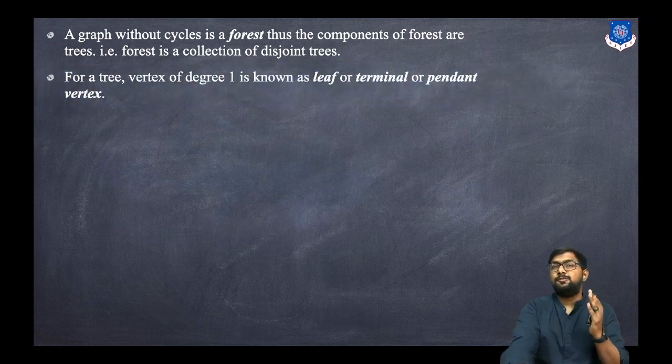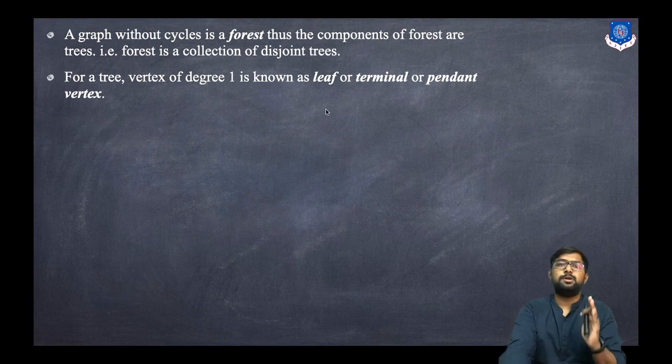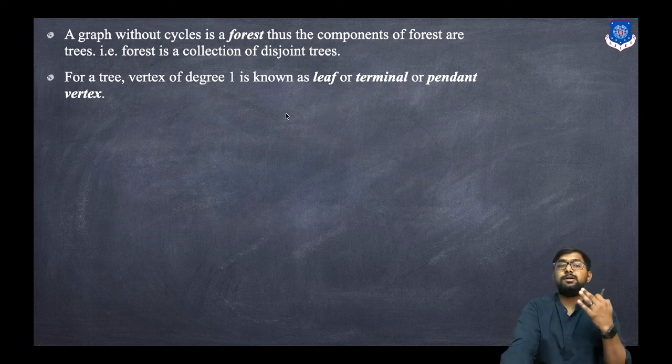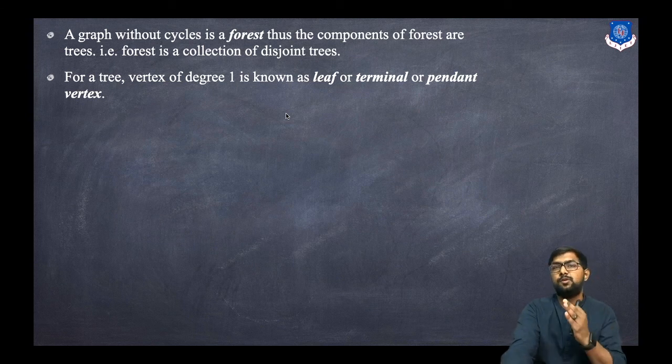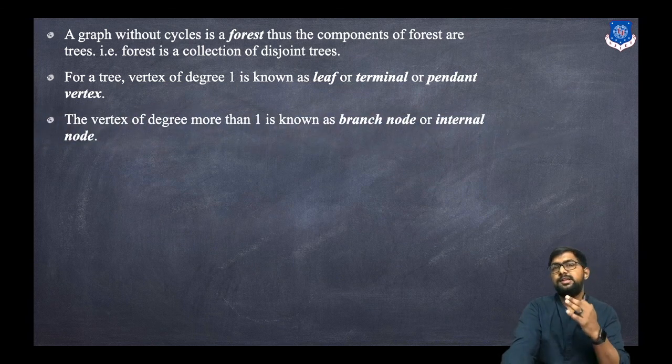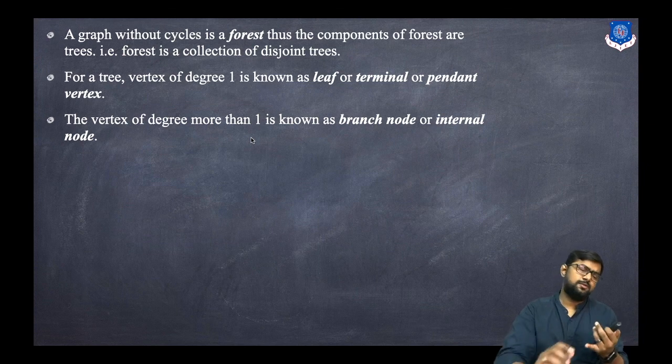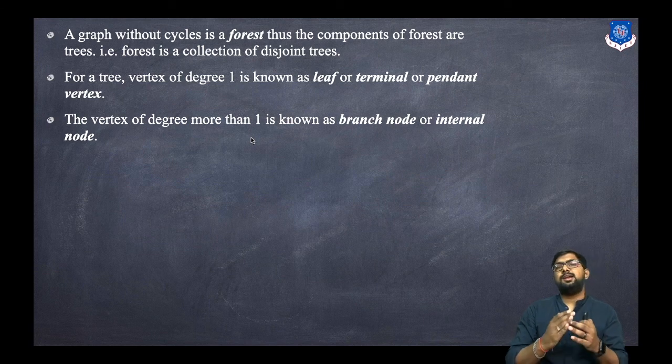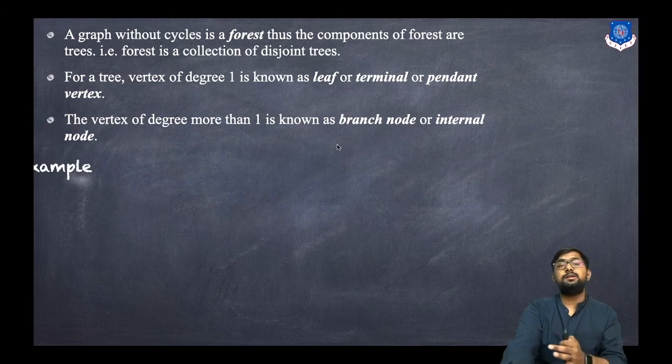Now for a tree, a vertex of degree 1 is known as a leaf, or terminal, or pendant vertex. All three are the same: leaf, terminal, or pendant vertex. A vertex of degree more than 1 is known as a branch node or internal node. So we have two categories: a vertex of degree 1 is a leaf, terminal, or pendant vertex, and one having degree more than 1 is a branch node or internal node.